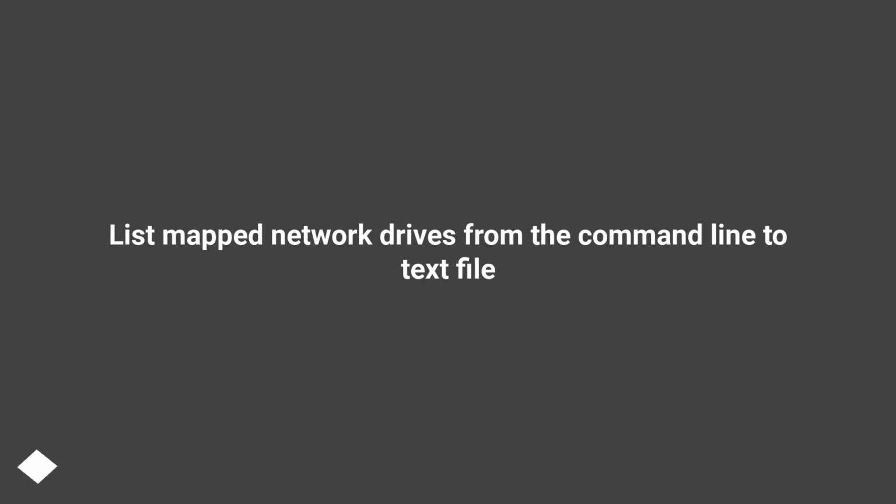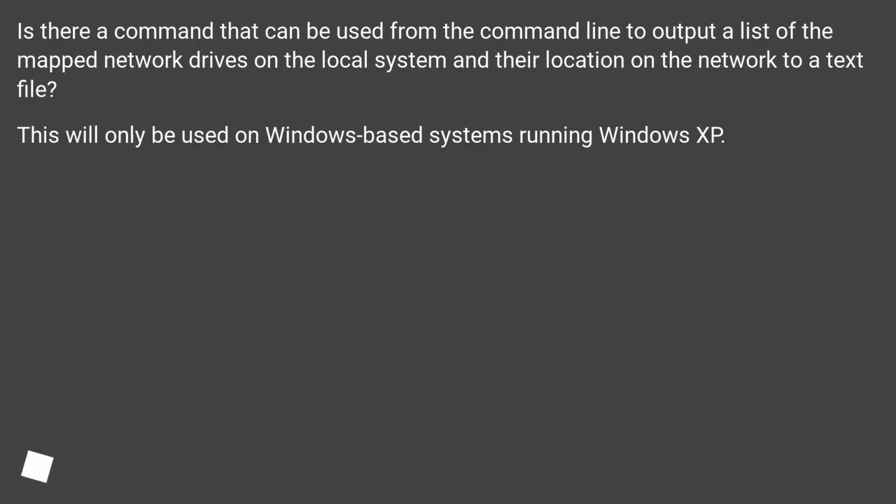List mapped network drives from the command line to a text file. Is there a command that can be used from the command line to output a list of the mapped network drives on the local system and their location on the network to a text file? This will only be used on Windows-based systems running Windows NT, XP.